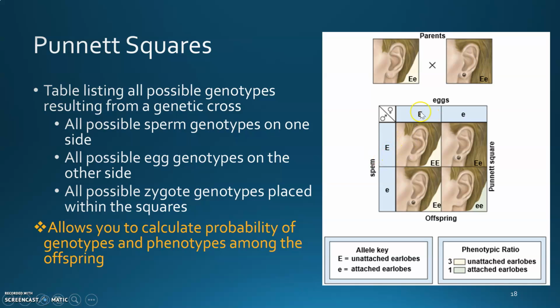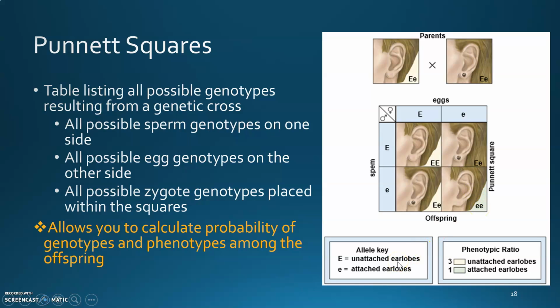And then, in order to make zygotes, or possible offspring for these 2 parents, you would take the big E from here and the big E from here and put them both into this Punnett square to make a homozygous dominant individual who has unattached earlobes. And you would do the same here. Big E and small e would make a heterozygous individual. In this square, small e and big E make a heterozygous individual as well. All 3 of these have unattached earlobes, because unattached is dominant over attached. And this individual, because they have a small e and a small e, or homozygous recessive for this trait, they have attached earlobes.